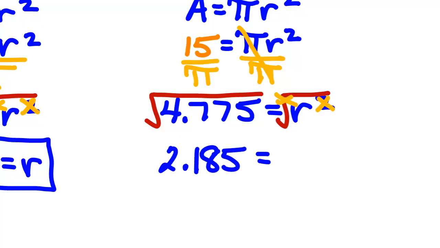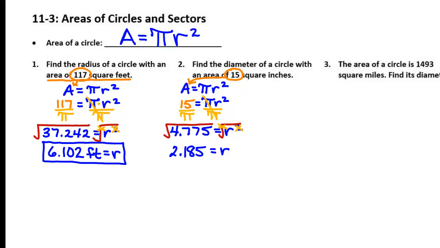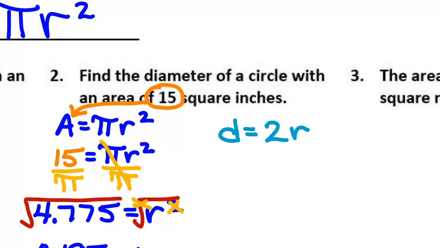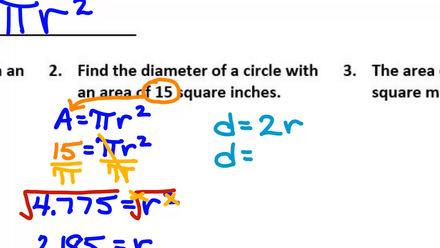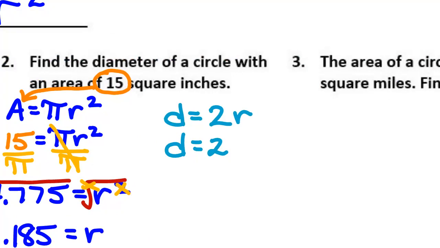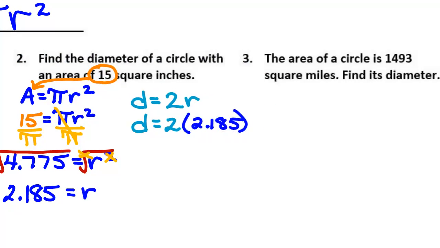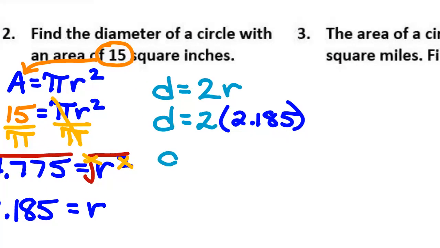2.185 is our radius. But were we asked to find the radius? What were we asked to find? Diameter. How do you find the diameter if you know the radius? 2 times the radius. So diameter is equal to 2 times 2.185. And what do we get? 4.37.